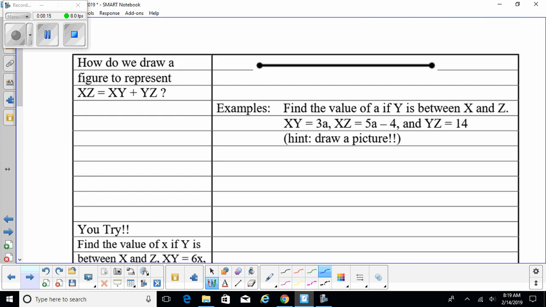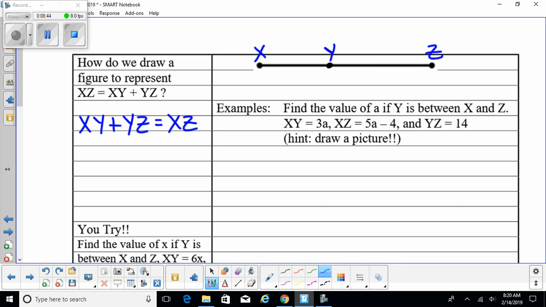This says, how do we draw a figure to represent XZ is equal to XY plus YZ? This is identical to what we were just doing, where we said part, which was XY, plus part YZ is equal to the whole thing XZ. So I just flipped that around with my symmetric property of equality. X to Z, here's my X, here's my Z, here's a Y in between. Let me show that in blue so I can be consistent.